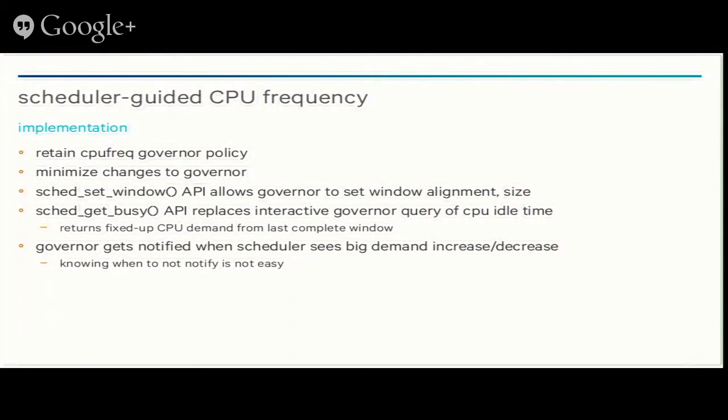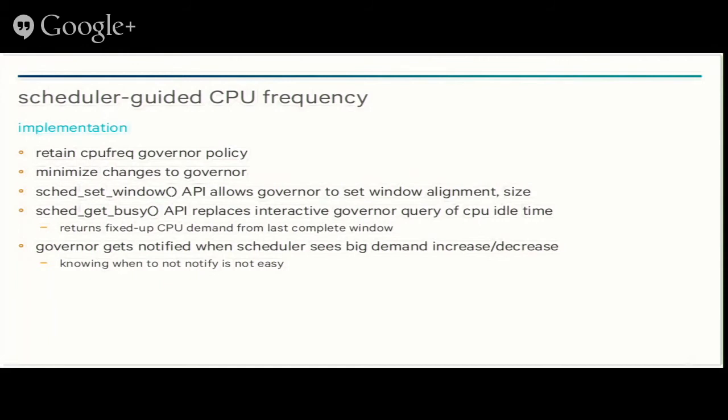We provided a couple of APIs to allow interactive to leverage the knowledge that we have in the scheduler. So the interactive governor needs to set the windowing policy that the scheduler is going to use, because interactive is still setting timers. It's still making assumptions about what the window is. So the window needs to be the same in the governor, or the understanding of the window has to be the same between the governor and the scheduler.